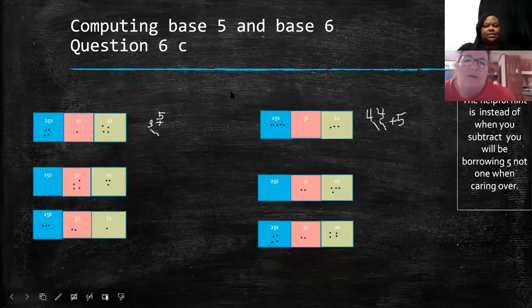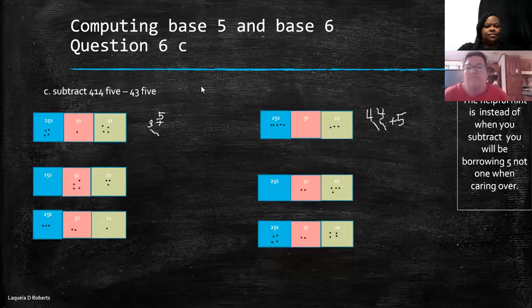Okay, Miss Dominique, here's our next question. We're going to compute bases of 5 and 6. As you can see, we're going to subtract this time, and you have 414 minus 43. So you have 4 in the blue box, 1 in the red box, 4 in the green box. Then you have 43. In the blue box, we have none because there's nothing to put there. The second box, we have 4. The third box, the green box, we have 3. So when you subtract 43 from 414, you get 321.